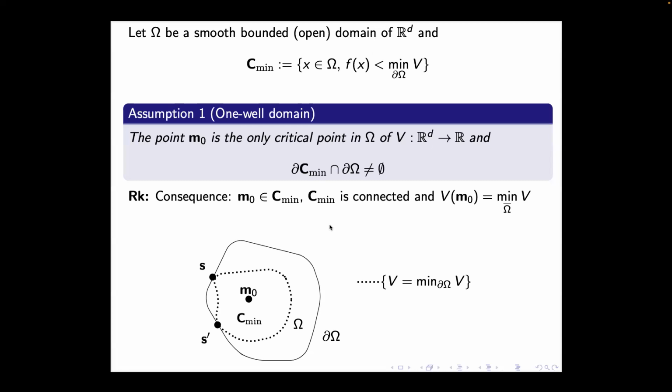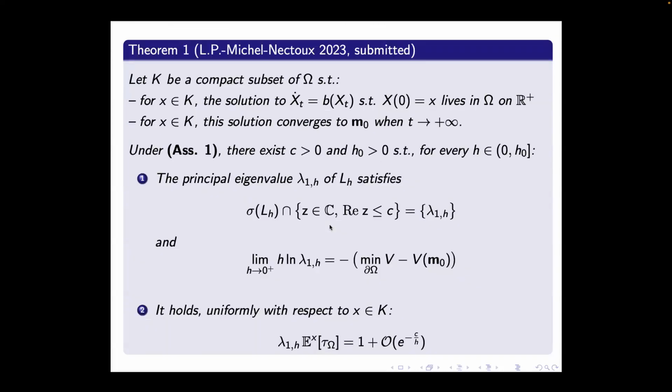So with this assumption, I can state the first result. To do so, I introduce K, a compact subset of omega, which is attracted by the classical flow to M naught. What does it mean? It means that for every x in K, the solution to the classical ODE with initial condition x stays in omega on R plus. And this solution converges to M naught when t goes to plus infinity. So I take all the points which are sent by the flow to M naught and which stay forever in omega. They cannot escape from omega and come back to converge to M naught.